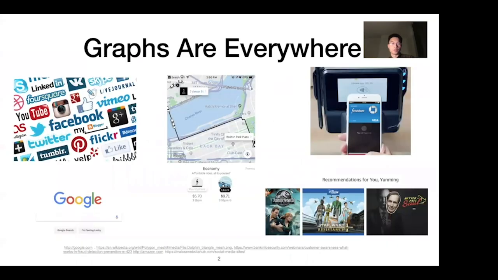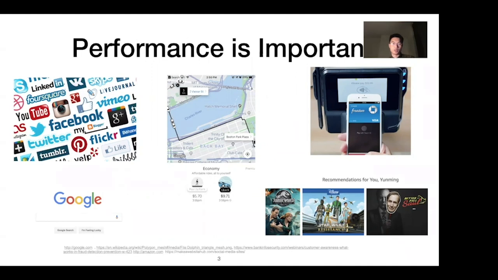If you look closely at the world around you, you'll find that graphs are everywhere. They're powering many important services such as social networks, web search engines, ride-hailing apps, mobile transaction services, and even recommendation engines. Achieving high performance is important for these applications because they often have to process graphs with billions of nodes and trillions of edges. At the same time, many of these applications have pretty strict latency guarantees.